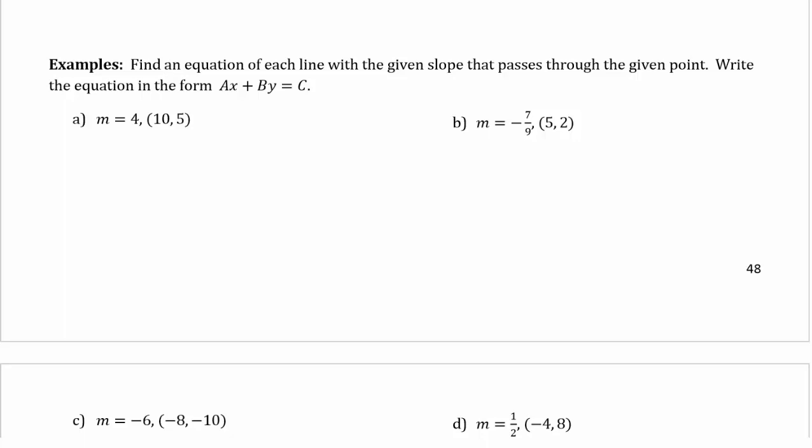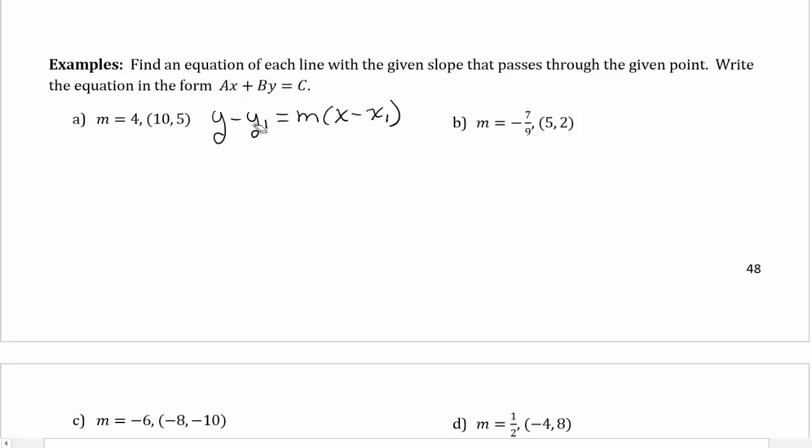Next, we want to find an equation of each line with a given slope that passes through the given point, and write the equation in the form ax plus by equals c. So here a, b, and c are integers, so we just can't have any fractions in our final answer. So we are given our slope and a point that the line passes through, so now we're going to use the point slope formula. Y minus y1 equals m times the quantity x minus x1.